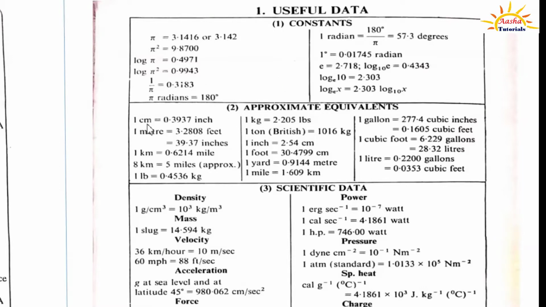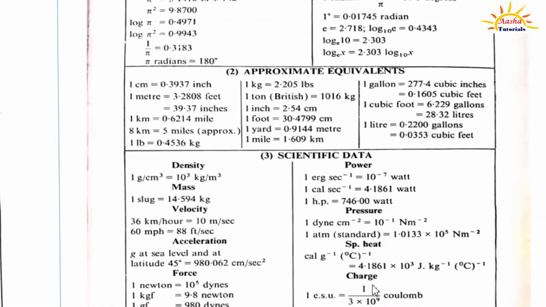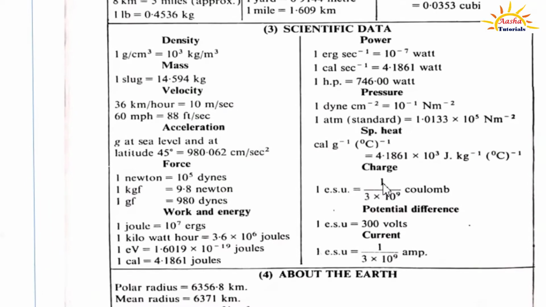Below that, you find the conversions provided, like 1 centimeter is how many inches, or 1 kilogram is how many pounds, or 1 mile is how many kilometers. This is very useful data where we come to know the conversion factors, as well as certain scientific data with various conversion factors from CGS to SI units.